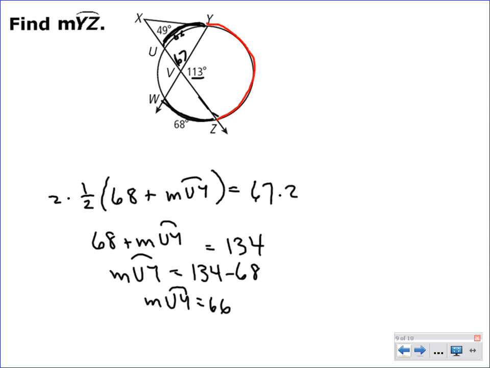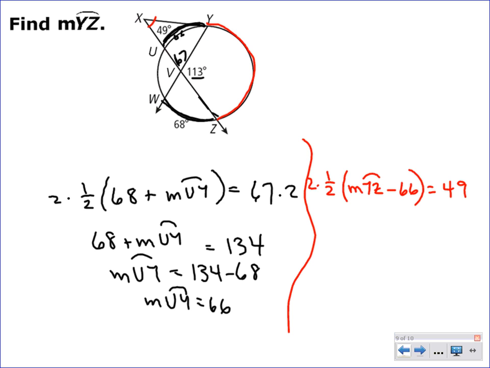Now that we know that that's 66, we know that the angle on the outside is 49. So we're going to find YZ. So 1/2, this time it's the difference, so it's the measure of YZ, the bigger one, minus 66. 1/2 of that is equal to 49. Again, multiplying both sides by 2, not a fan of fractions. The measure of YZ minus 66 equals 98. Measure of YZ equals 98 plus 66, which gives us a measure of 164.